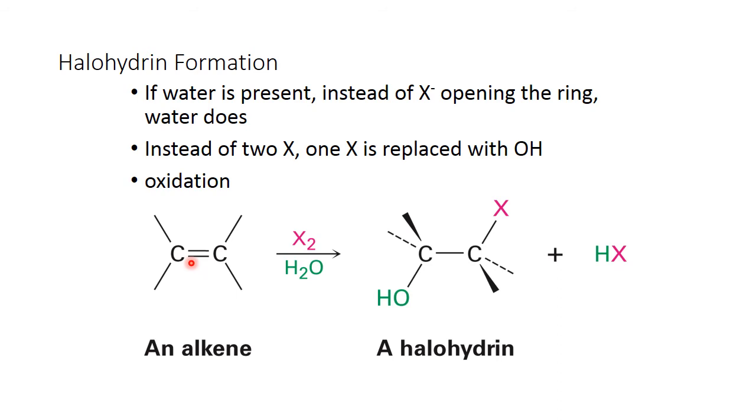And so what you get as a product of that reaction is a halogen on one carbon, and an alcohol group on the other. And there's also some hydrohalic acid that's formed as a side product. Let's look at this a little bit more in depth.